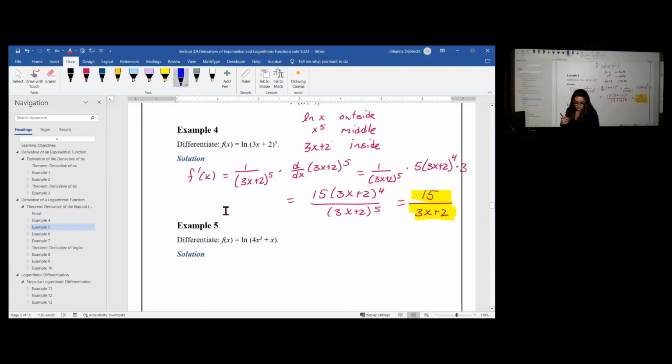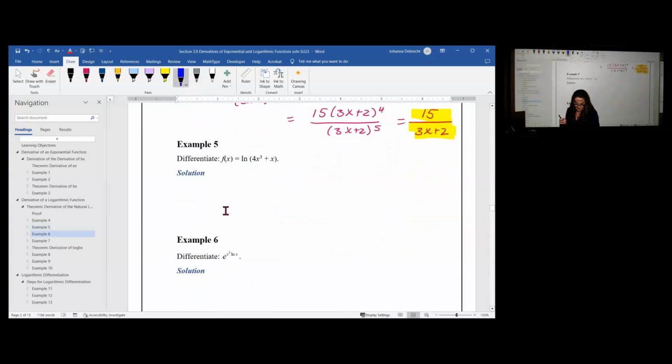Let's now take a look at the next example, number 5. I want you to work this one out, then turn the video back on to compare your answer. And we'll take a look at example 6 together.